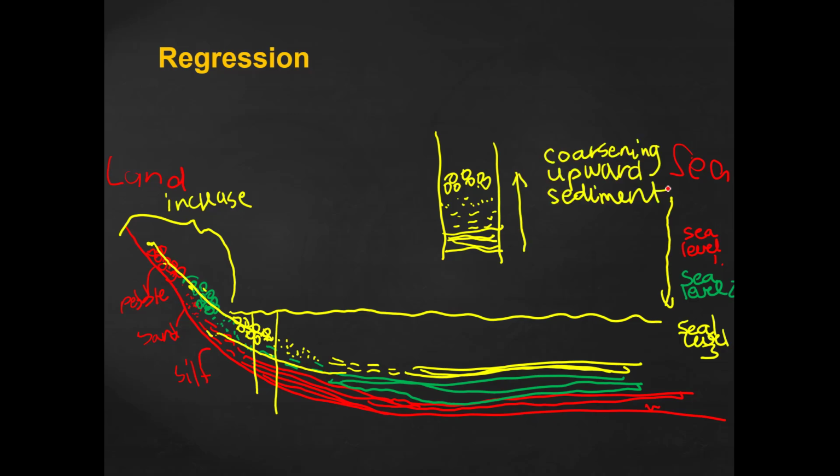So what is really characteristic for regression? That the individual type of sediment or facies is getting younger toward the sea, and that the sediment in a borehole is going to be coarser as we go upward. Okay. And the most important thing is that the land is increasing and the sea is decreasing. And this is what we call time regressive sequence.